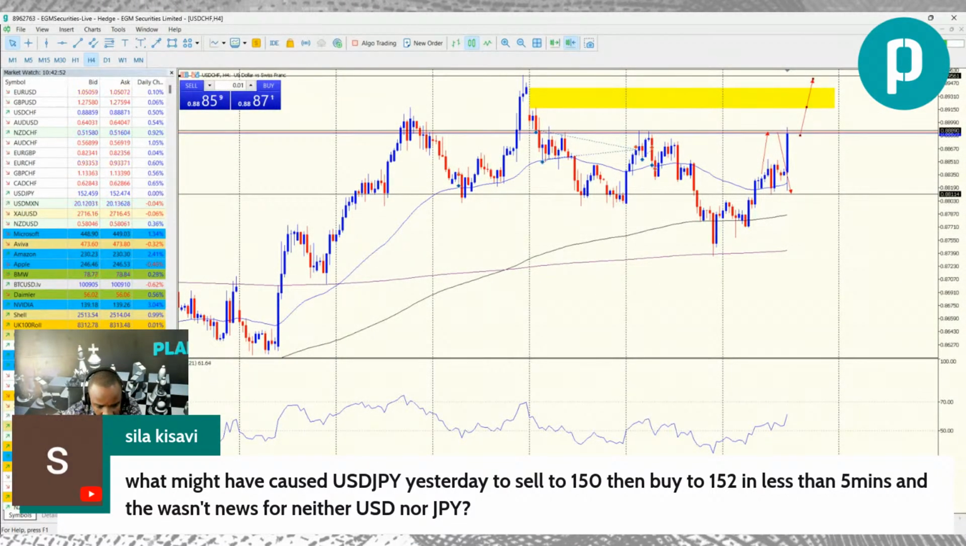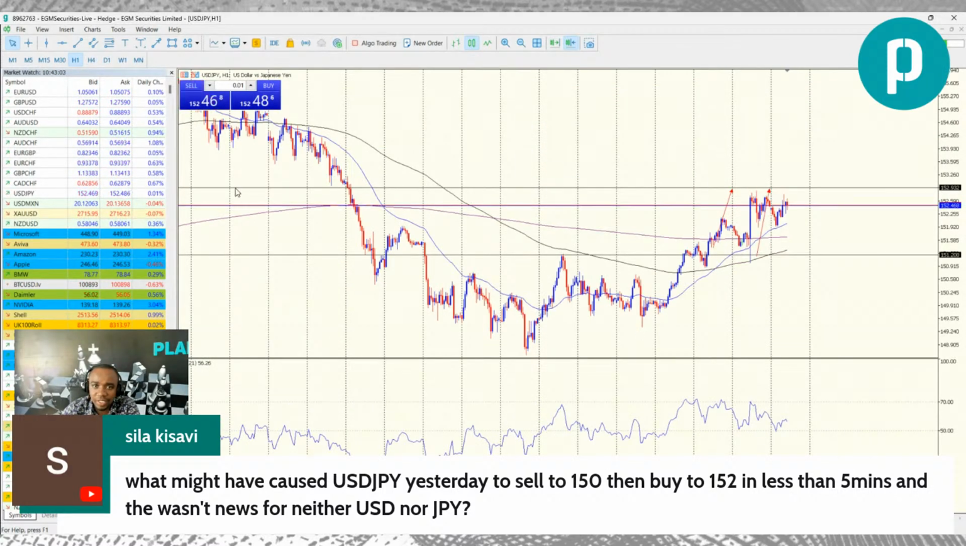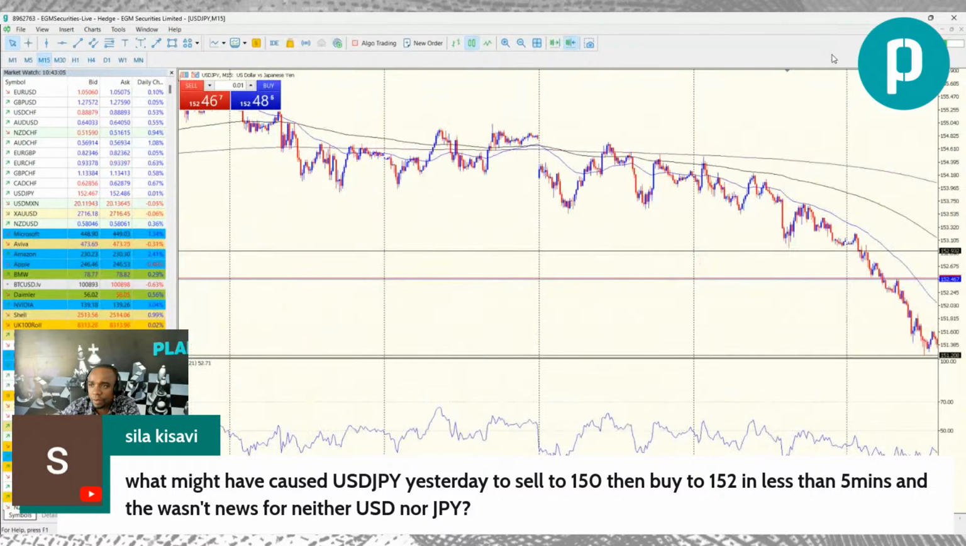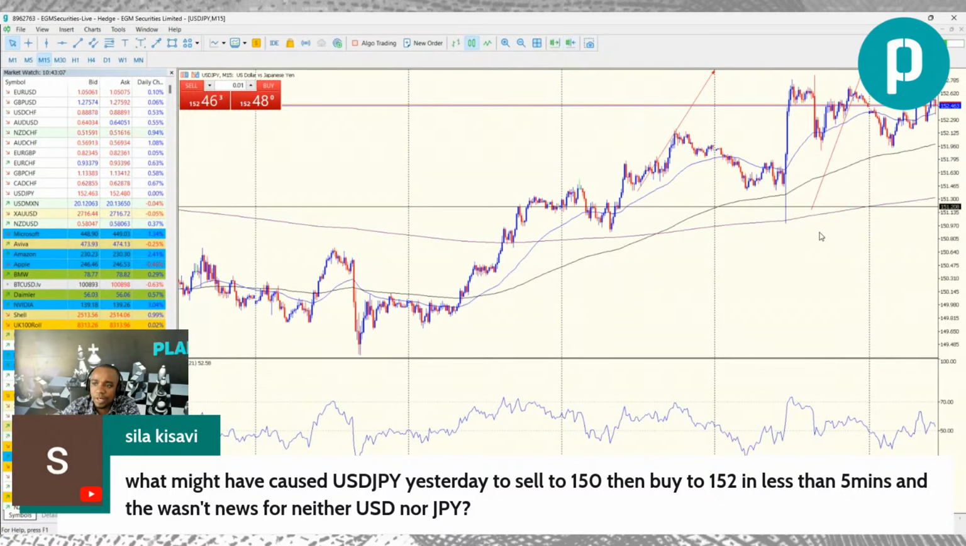What might have caused USD JPY yesterday to sell to 150, then buy in less than 5 minutes? Exactly, this is Sila. Remember, we had done these analyses yesterday, and I had projected that. So let's go to lower time frames. You can see this move. This move happened yesterday within 5 minutes.